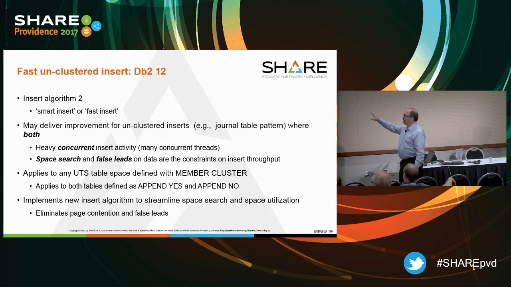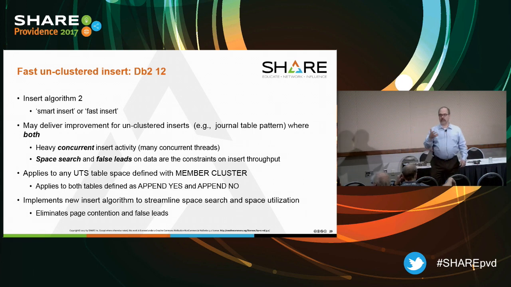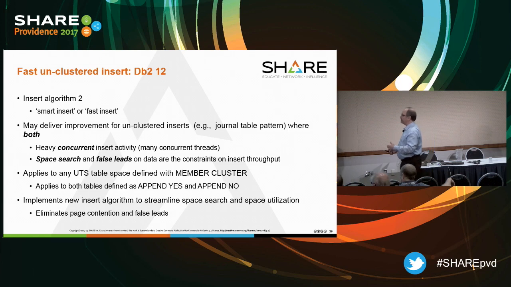So I'm calling it here insert algorithm 2. It's sometimes called smart insert or fast insert. And again, this may deliver benefits in an unclustered insert scenario, thinking of something like a journal table. Unclustered is important here. If you want your inserted rows to be clustered in a certain way, this isn't the answer, right? This is just if you can handle the rows and then deal with them later, potentially reorging them later if you so desire.